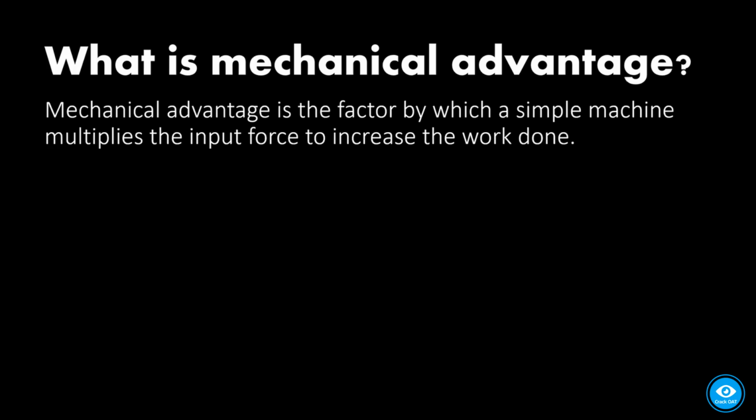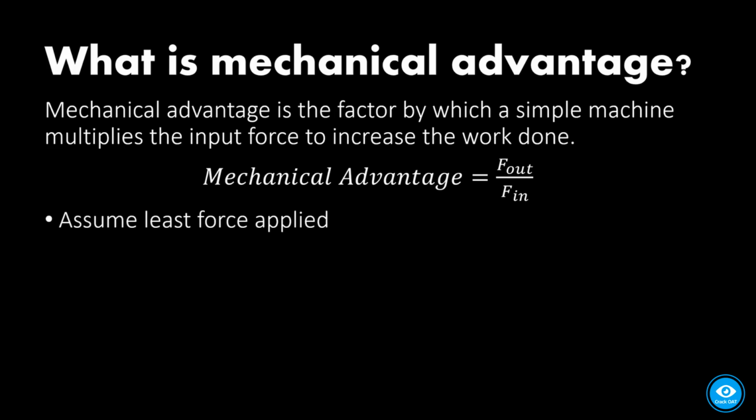So mechanical advantage is the factor by which a simple machine multiplies the input force to increase the work done. Mathematically, it's just a fraction of output force divided by input force, so that you can quantify how many times this machine amplified my work. And that's how you would use mechanical advantage. When you're solving for mechanical advantage, assume the least force applied for force input.